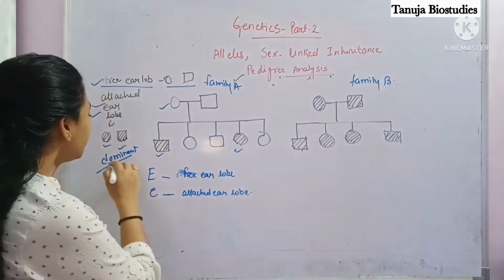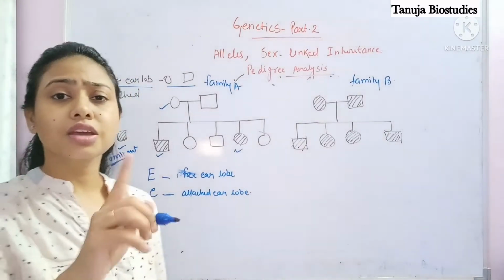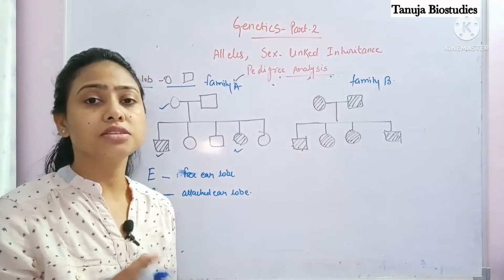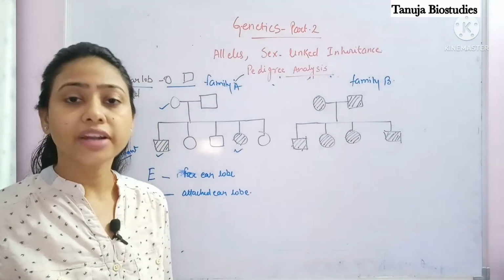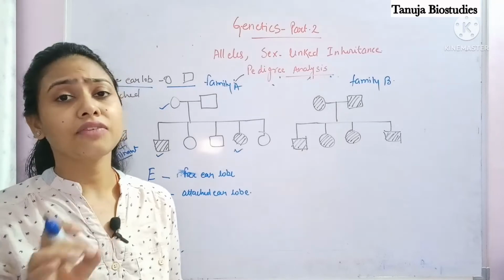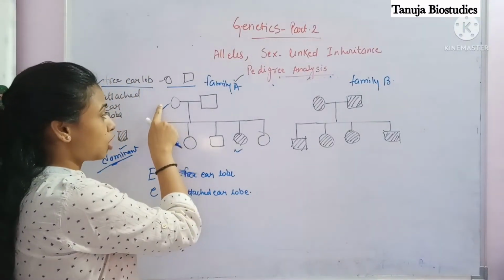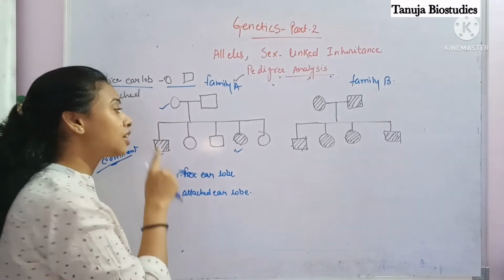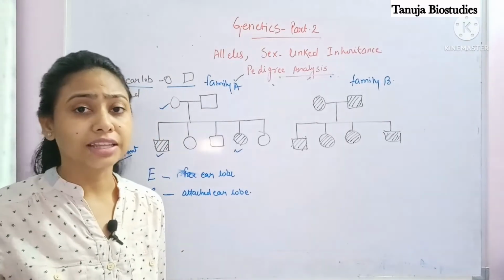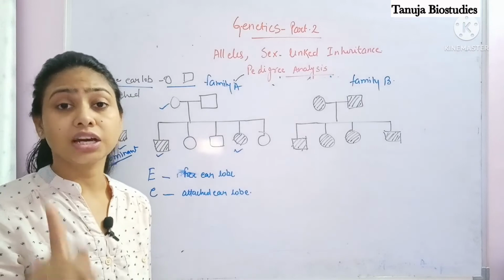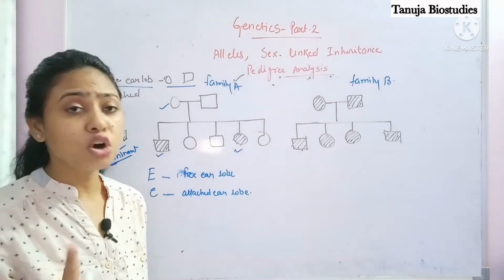See, a dominant trait never ever skips a generation. It is always present in every generation, right? What I'm saying is, it never ever skips a generation. It doesn't mean that in one generation it is not present and in another generation it again expresses. It is not like that. If it is a dominant trait, I'm repeating again, if it is a dominant trait.